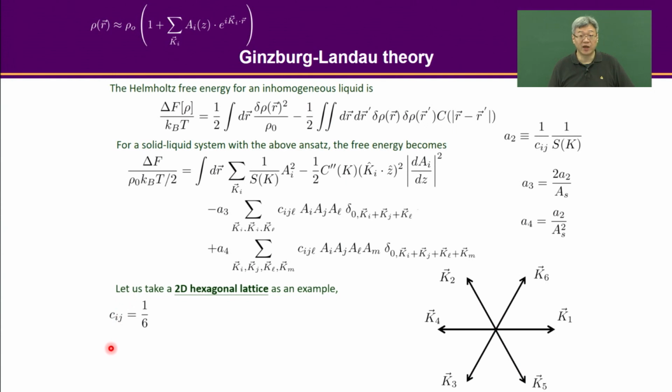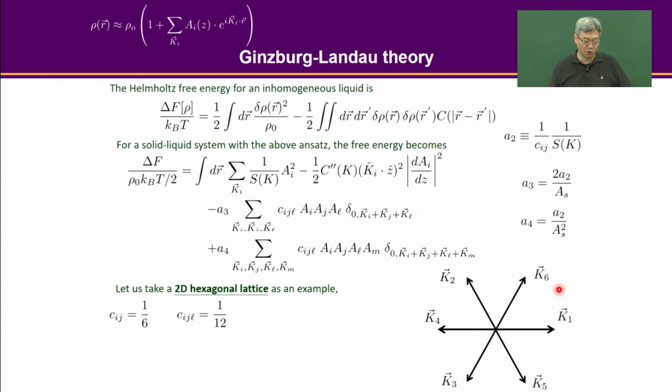So Cij, clearly, how many combinations can you have, just picking two of them so that the sum of k equals 0? Of course, you can have 1 and 4, 6 and 3, etc. So you have a total of 6 ways to do that. So Cij is 1 over 6, and Cijl will be 1 over 12, right?